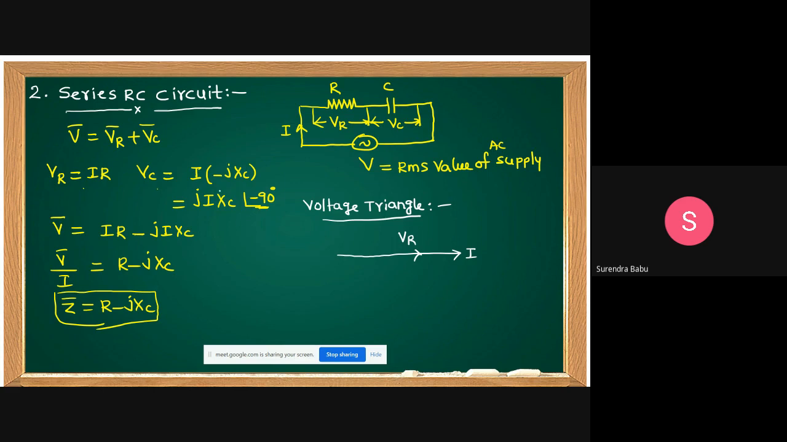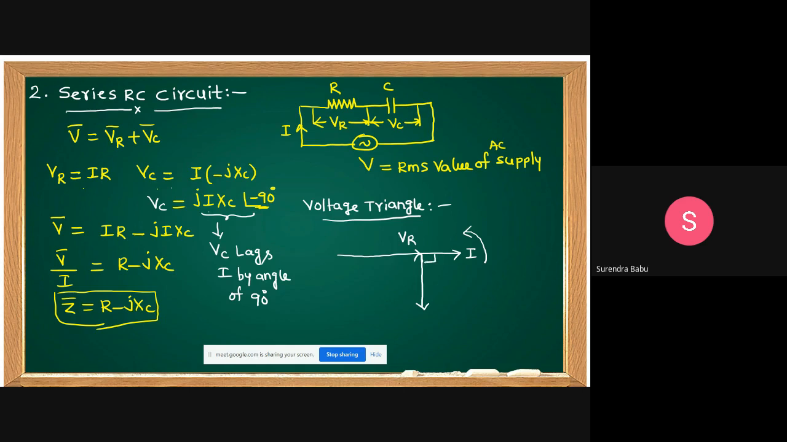But what about the voltage across the capacitor? Its angle is minus 90 degrees. That means with respect to I, VC lags I by an angle of 90 degrees. It is minus 90 degrees now. VC lags means vector rotation is always anti-clockwise. VC lags I by an angle of 90 degrees. Is it correct, friends? VC lags I by an angle of 90 degrees.